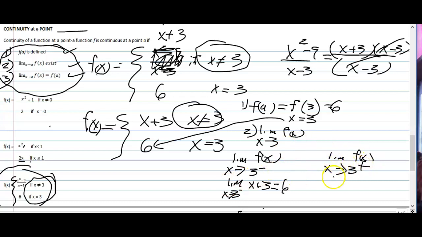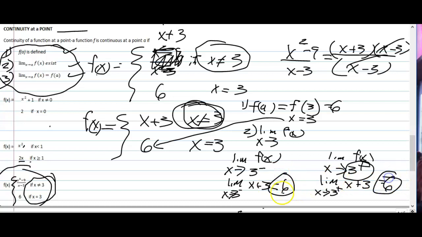The limit of f of x as x approaches 3 from the right means the values for x are greater than 3. Well, if they're greater than 3, again, they're not equal to 3. So we're evaluating the limit of x plus 3 as x approaches 3 from the right. And plugging 3 in, that gives you 6. So the left limit and the right limit both exist and are equal to each other. So that means that the ordinary limit exists.